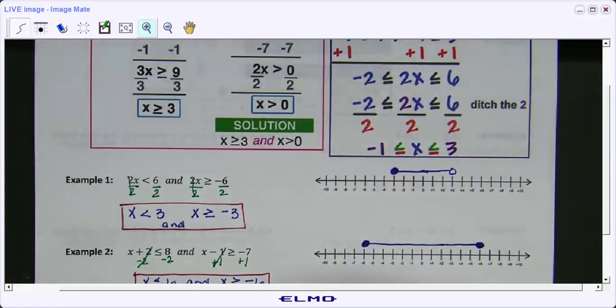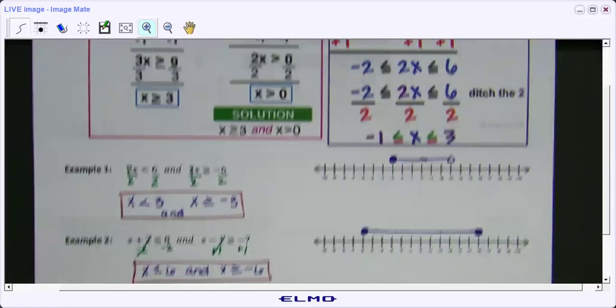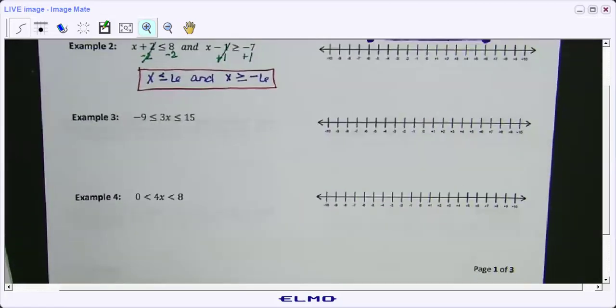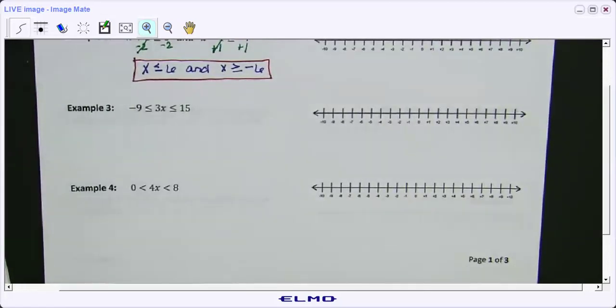All right, now we're going to go to a different type of conjunction where you have your two inequalities combined. So if I were to set these up, I would have 3x is greater than or equal to -9. That would be one inequality. And the other one would be 3x is less than or equal to 15. And I could solve them separately if I wanted to, but you don't have to.